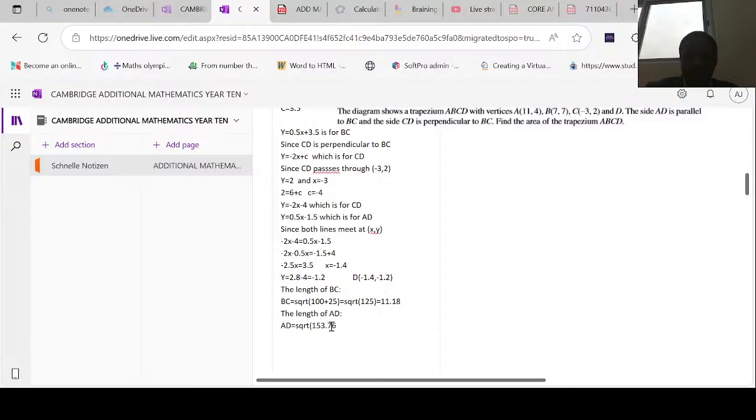153.76 plus, from A, the y coordinate 4 minus the y of D, negative 1.2. That will be 4 plus 1.2, that's 5.2, right? Square of 5.2, please calculator. Yeah, 5.2 squared would be 27.04. Am I correct?